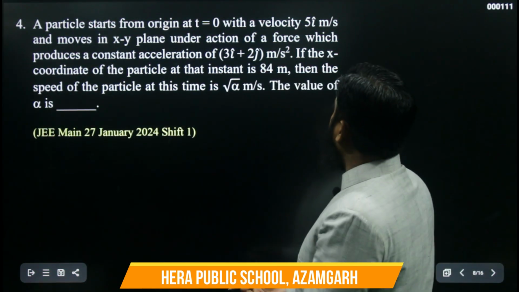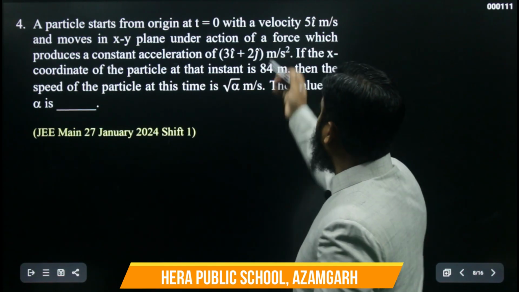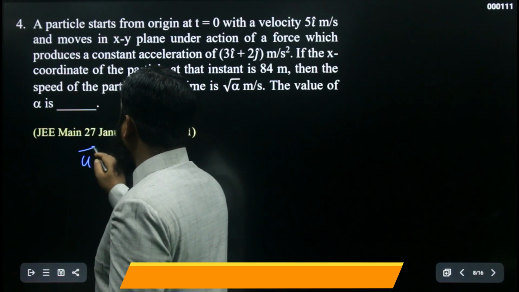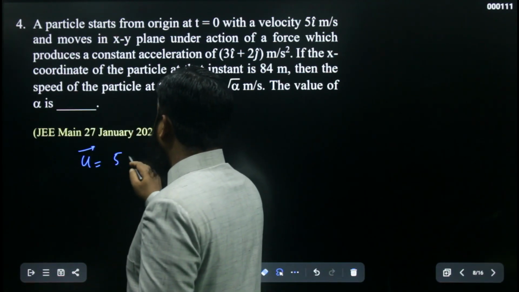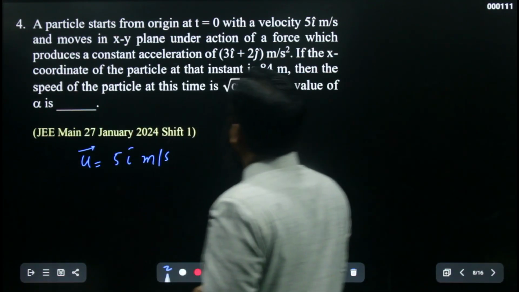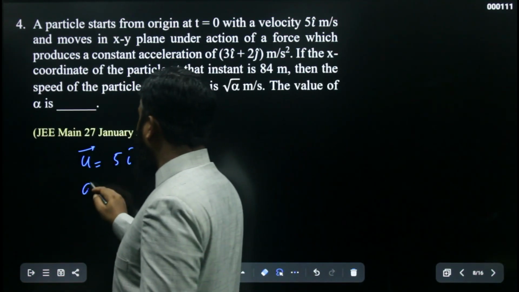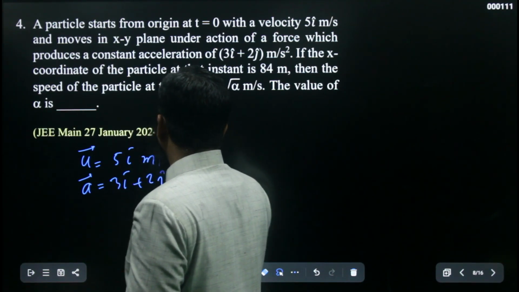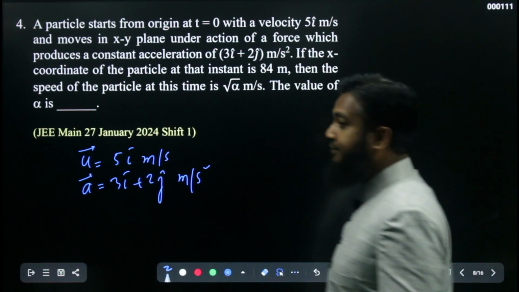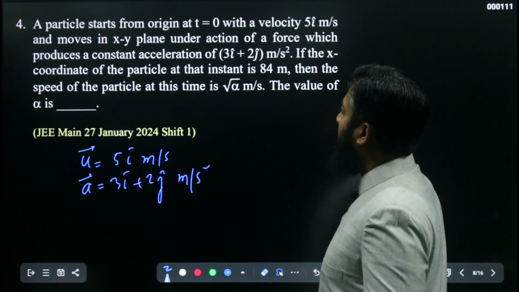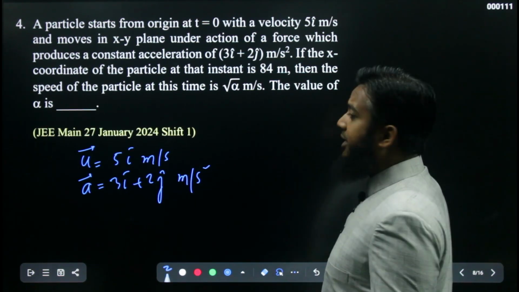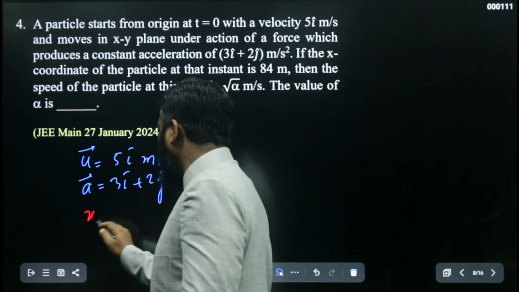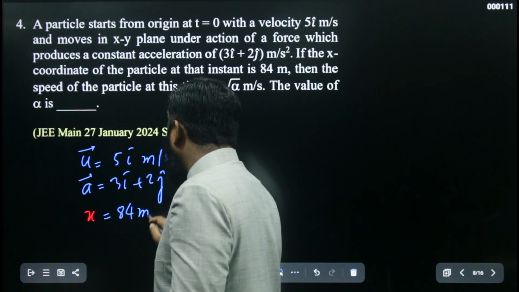Okay, so what is given to us? We are given the initial velocity as 5i meter per second. So say vector u is 5i meter per second, and the acceleration vector is 3i plus 2j meter per second square. Okay, and then what they are saying further, that the x coordinate of particle at certain instant is 84 meter. So at some moment x is equal to 84 meter.